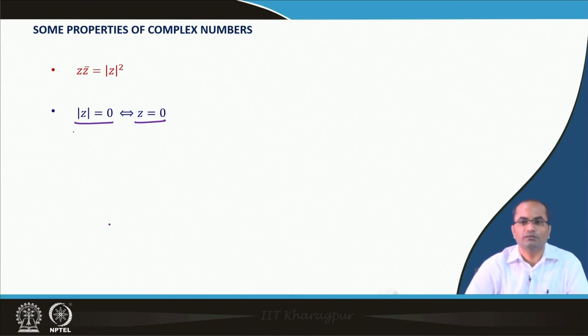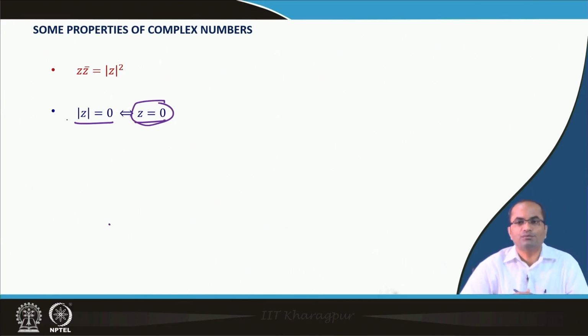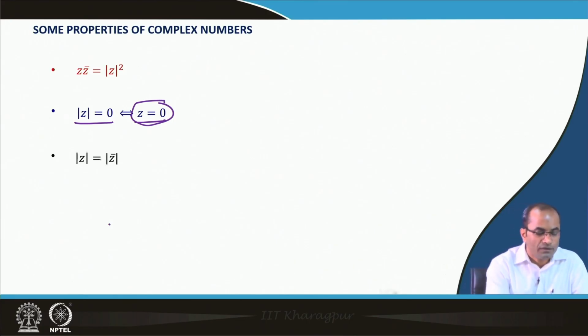The modulus is the distance from the origin to that point, and that will be 0 only if you are exactly at the origin. If you are away from the origin, there will be some distance, and that cannot be 0. So, z equal to 0 implies that the absolute value is 0, and the absolute value of a complex number being 0 implies that the number is 0. Here we have the absolute value of z equal to the absolute value of z bar.